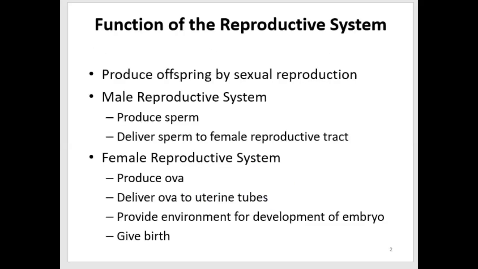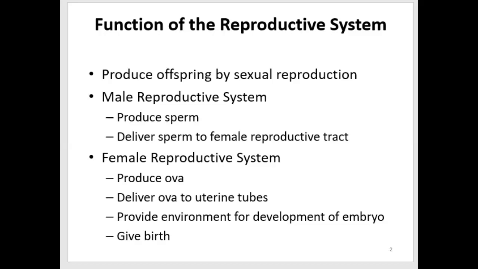So, as you know, because you're human, the function of the reproductive system is to produce offspring by a certain method, sexual reproduction, as opposed to the way that bacteria or sponges reproduce. We actually form gametes, and those gametes have to join. The gametes that are produced in the male reproductive system are called sperm. And another function of the male reproductive system is to introduce or deliver that sperm to the female reproductive tract.